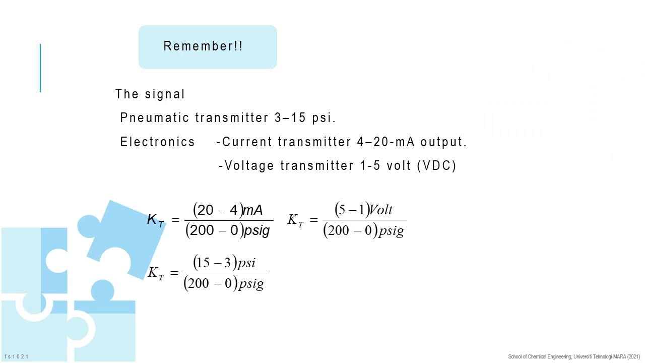As a conclusion, besides knowing the process span, the range, and the zero for the sensor transmitter combination, you also need to memorize the signal ranges. For a pneumatic transmitter, you must remember the range is between 3 to 15 psi. For an electronic signal, in a current transmitter, the range is between 4 to 20 milliampere output. And finally, the voltage transmitter range is between 1 to 5 volts, or VDC.